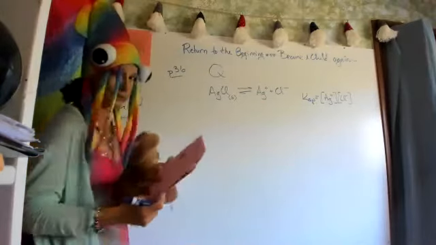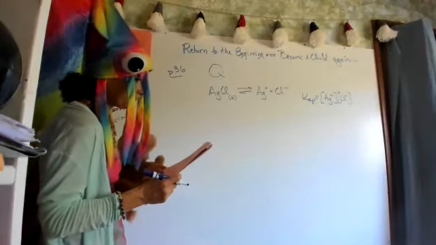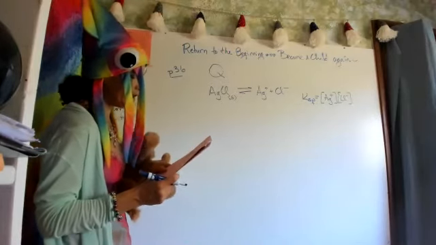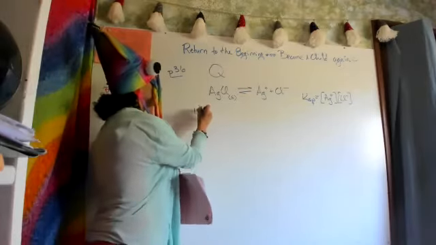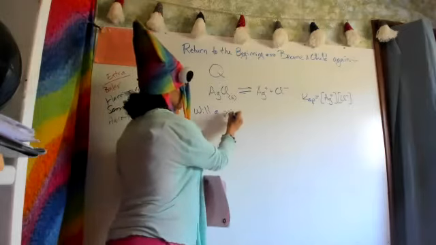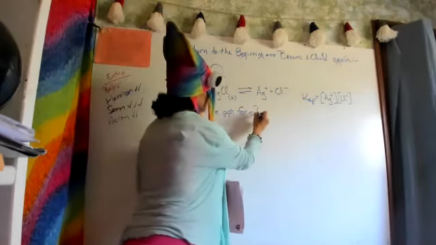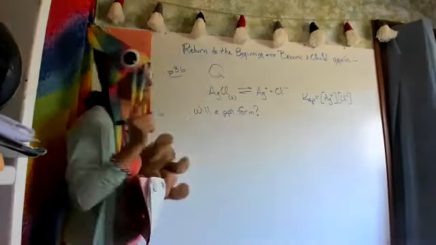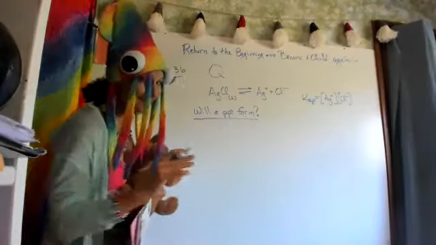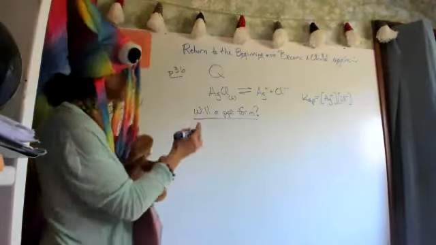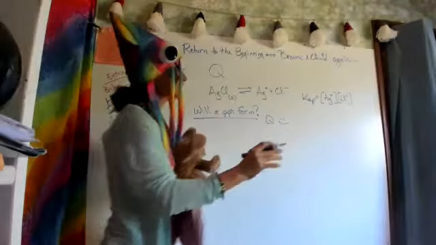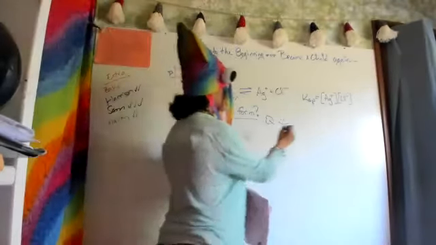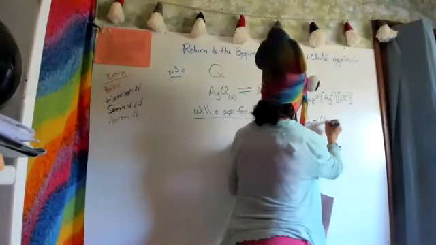All right, then you learn some. So the question is asking, will a precipitate form? If it asks this, it doesn't ask how much. It's not asking for any number. It doesn't say how much precipitate. Solve it as a Q problem. This is Q. And you go, oh, it's just a Q problem. So Q equals the silver times the chloride.